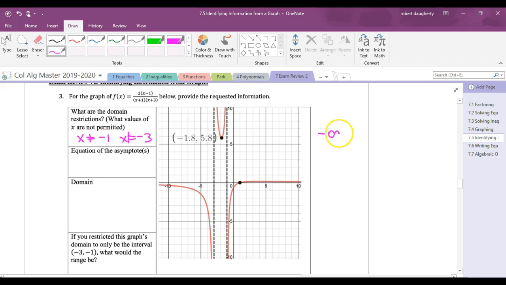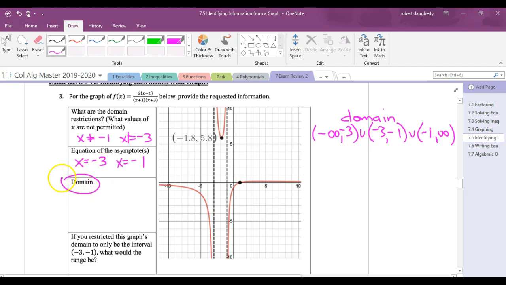So negative infinity to negative 3, negative 3 to negative 1, and negative 1 to infinity. That is the domain of this function. Okay, I can tell just by reading the graph. Equations of the asymptotes: there's an asymptote at x equals negative 3 and an asymptote at x equals negative 1. And again, I got ahead of myself. The domain, I just found right here by excluding those asymptotes.